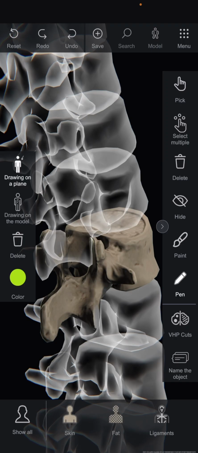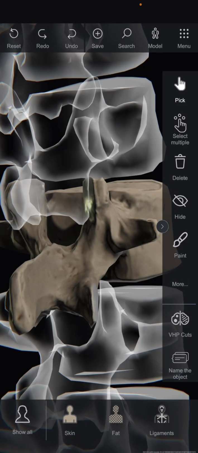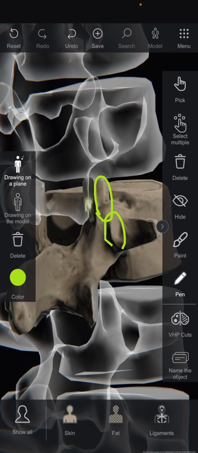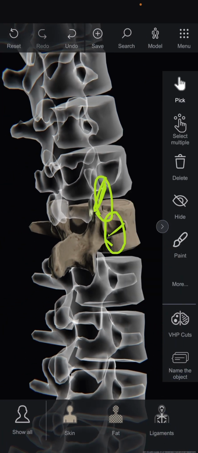Like I simply told, there are 7 processes, but here we have 2 more processes. Which 2 more processes? I will show: this is the mammillary process, and this is the accessory process. These are the 2 more processes which are only present in the lumbar region, from L1 to L5. This is the formation of the lumbar region.